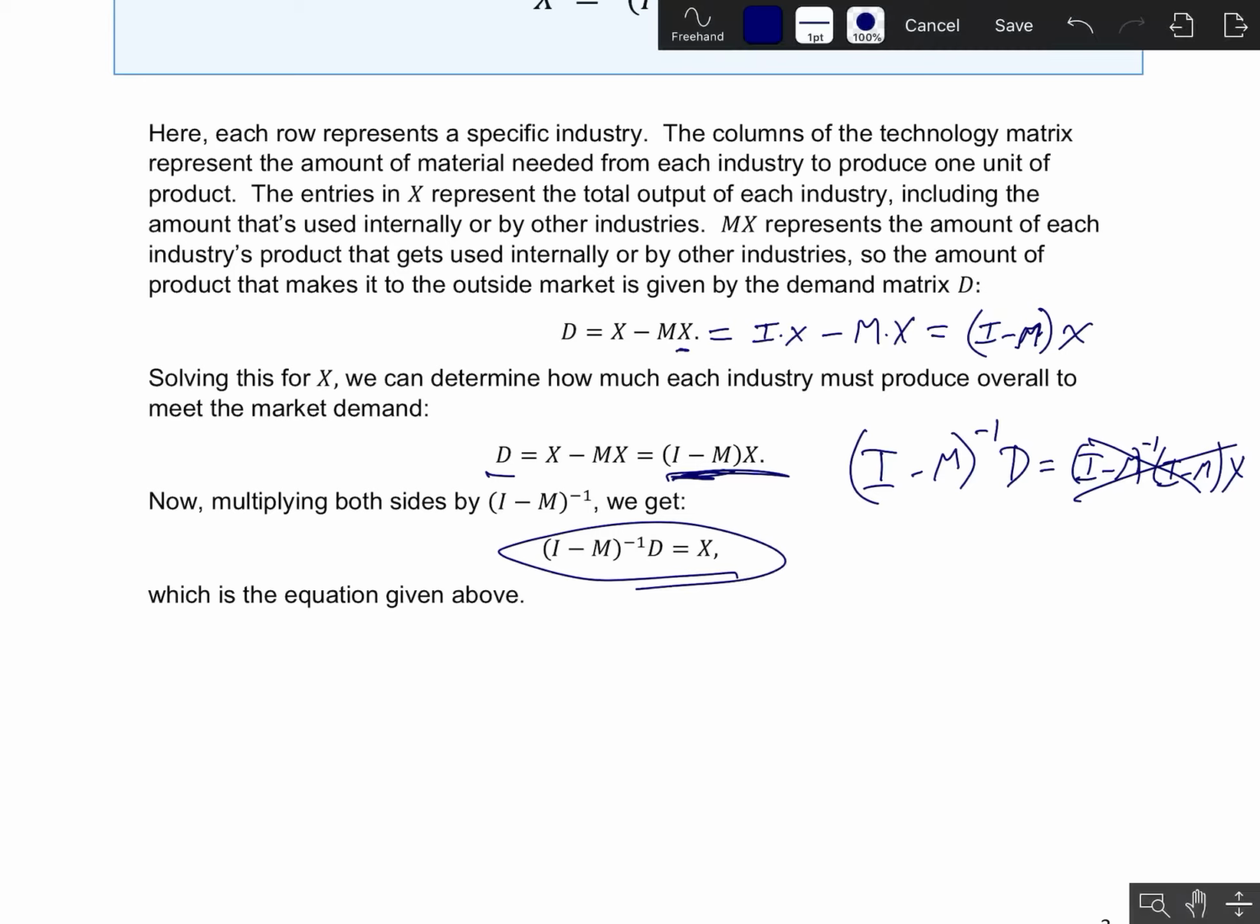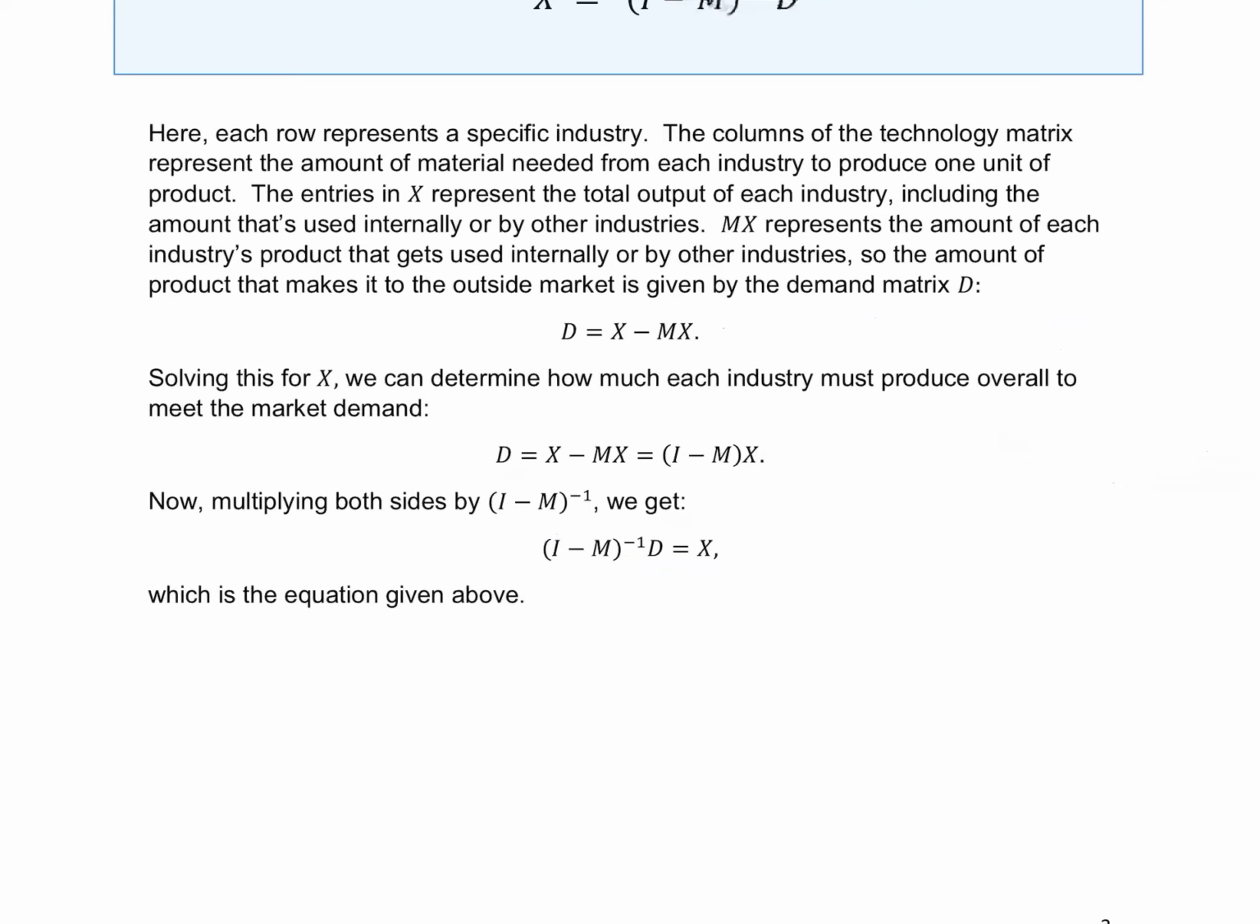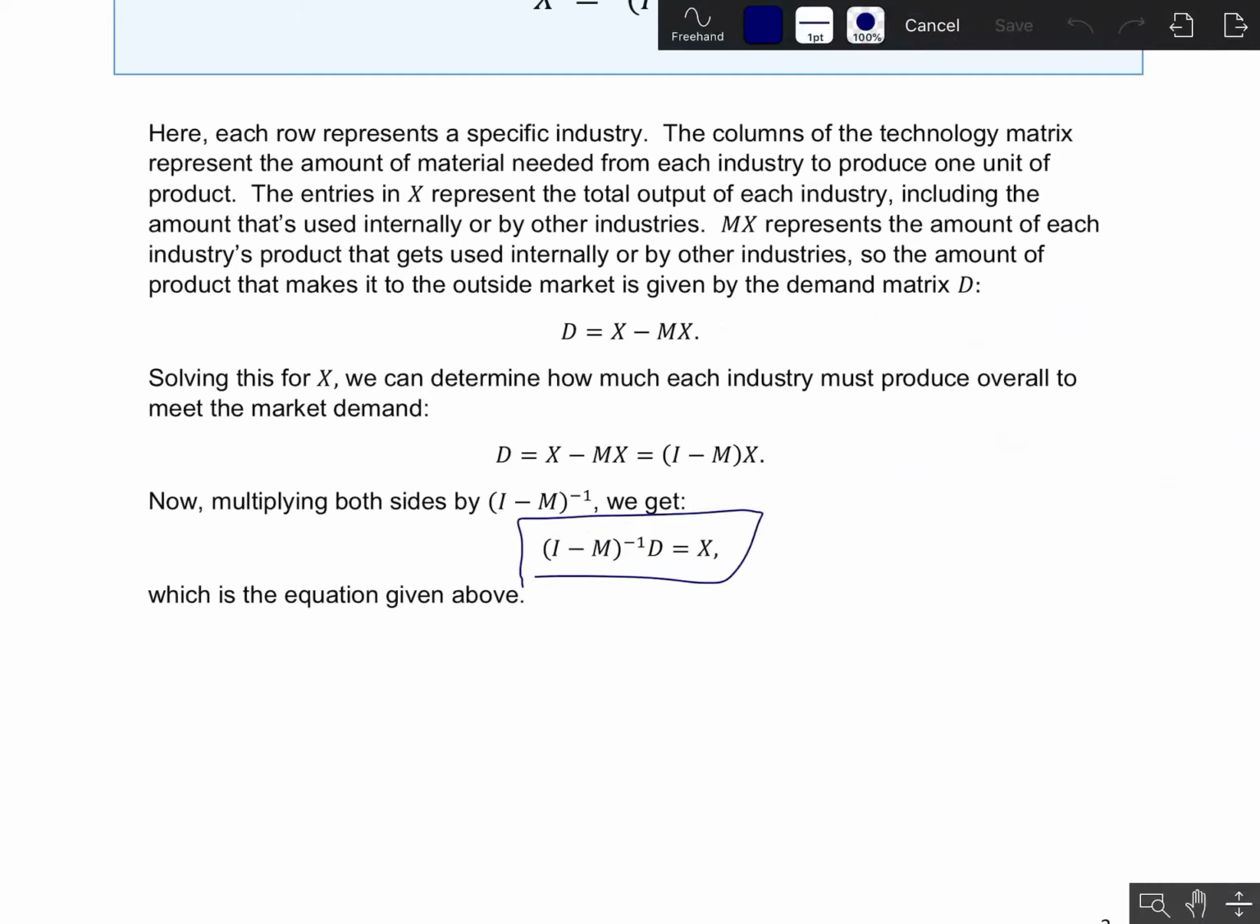So in other words, we end up getting this equation here that I minus M inverse times D will be the production matrix X. So in general, what's going to happen in these problems is we will know the amount of demand that the market has, and we'll know how much internal cost we have per unit that we manufacture. And we can use that information using the left side of this equation to come up with the matrix X, which is the production that we need in order to meet that demand. So you can think of this as being the basic equation that we're going to be using.